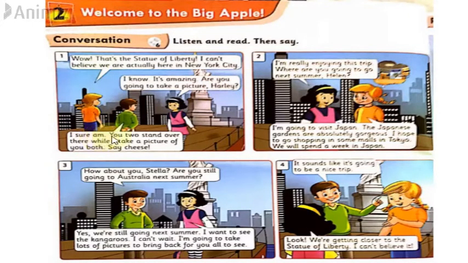I sure am. You two stand over there while I take a picture of you both. Say cheese! Now this is again an expression. When a person clicks a photo, the cameraman says, say cheese. That's an expression that shows excitement. So we use an exclamation point.